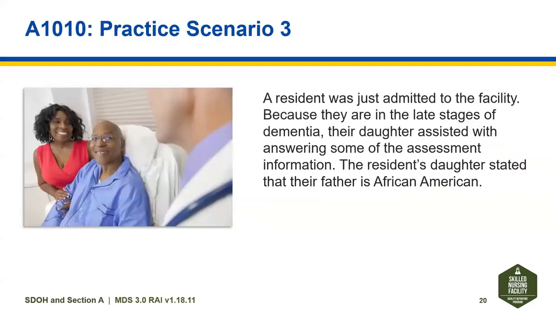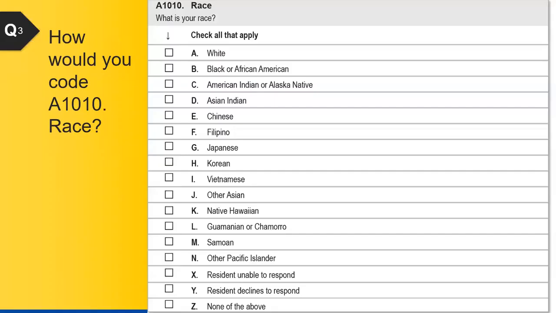So let's look at our first practice scenario for race. A resident was just admitted to the facility, and because they're in the late stages of dementia, their daughter is assisting with answering the assessment information. The resident's daughter stated that their father is African American. So based on that scenario and the response choices available to you, how would you code A1010 race?